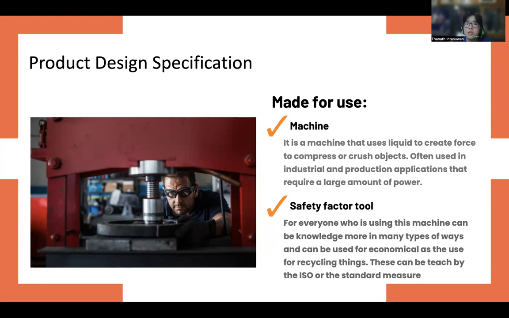It's a machine that uses liquid to create force to compress or crush objects, often used in industrial and production applications that require a large amount of power. And the next one is the safety factor too. For the safety factor, everyone who is using the machine can gain more knowledge in many types of ways, and it can be used economically and for recycling things that can be taught by the ISO or the standard measure.